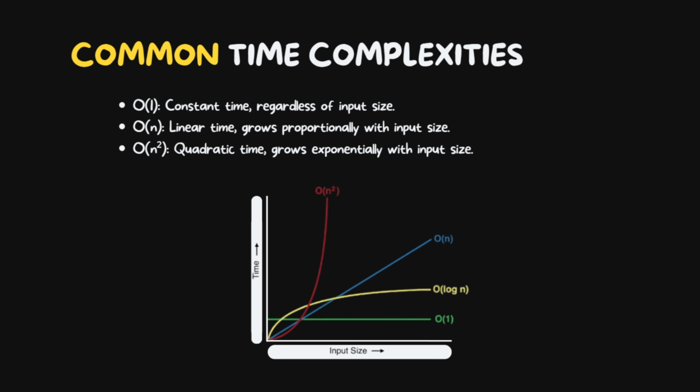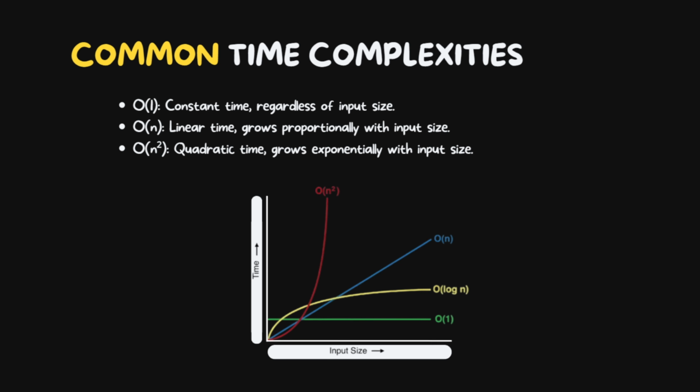Next is O(n). Here, the runtime grows linearly with the input size. Imagine you are searching for an item in an unsorted list. You might have to check each element one by one. Next is O(n^2). This represents quadratic time complexity, where the runtime increases quadratically with the input size. A common example is nested loops, like checking every pair of elements in an array.